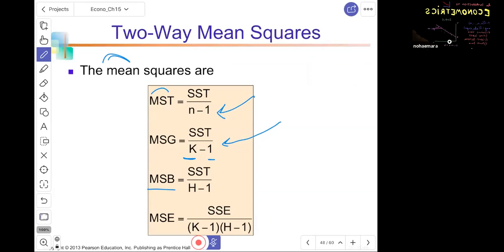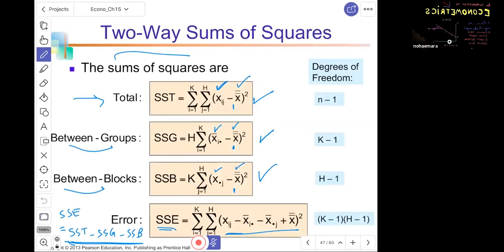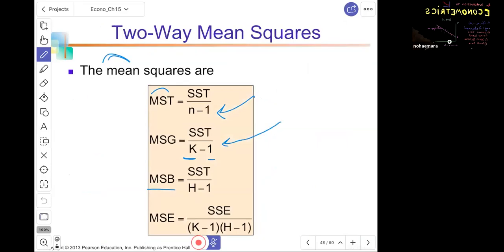I think there's a mistake here, okay? So just make sure you correct this. This is supposed to be sum squared G, and this is supposed to be sum squared B. Make sure that you correct this because this is a typo on the slide. The mean square between groups is coming from the sum squared between groups. The mean square between blocks is coming from the sum squared between blocks.